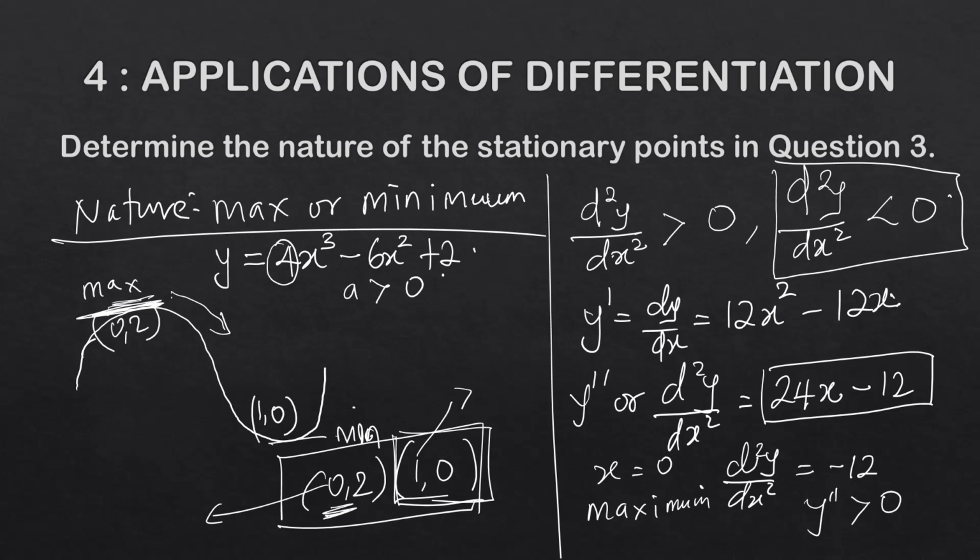Therefore, the question said, determine the nature of the stationary point. The nature of the stationary point is this: there exists a maximum at this point. (0, 2) is the maximum. That means it is at the hill, whereby (1, 0) is the minimum, which is the down part.